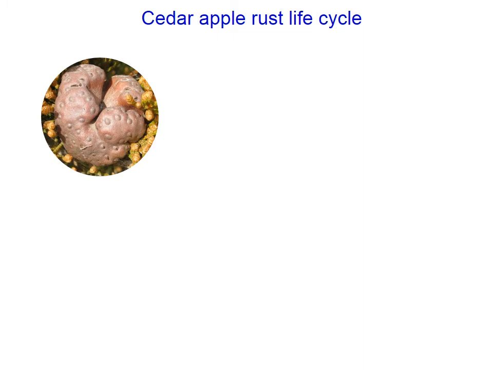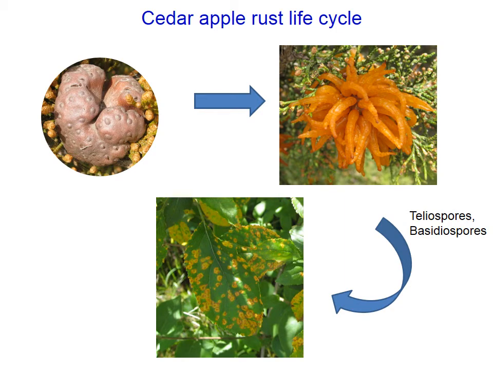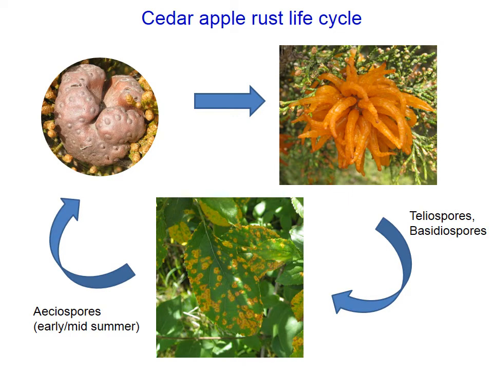So we're actually going to go through the whole life cycle again here, all on one slide. We'll start with those brown galls again. In the spring, they produce those orange telial horns. Here we get production of the teliospores, which then further produce basidiospores. Those basidiospores infect apple, and then later in the summer, those apple leaves will produce aciospores, which then go back and infect the juniper again. Those galls actually take 2 years to develop, and then once they are active, they're only active for 1 year.